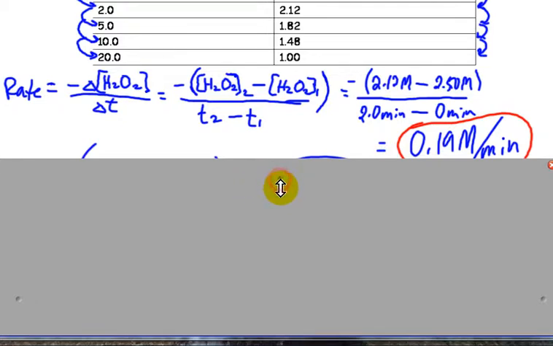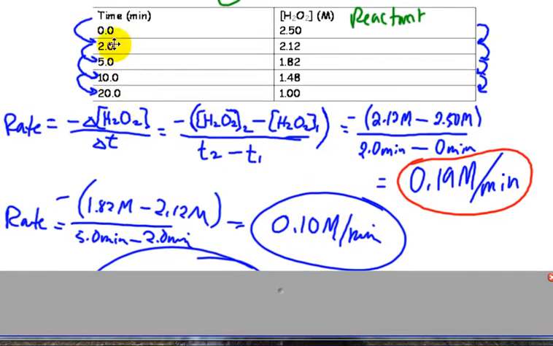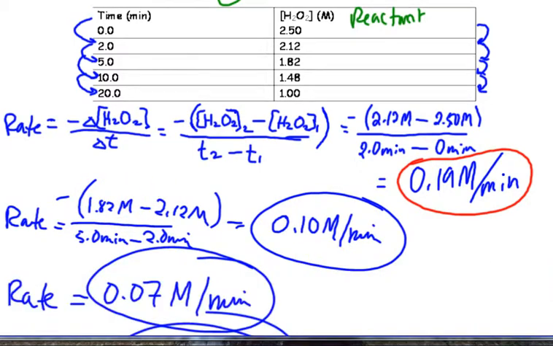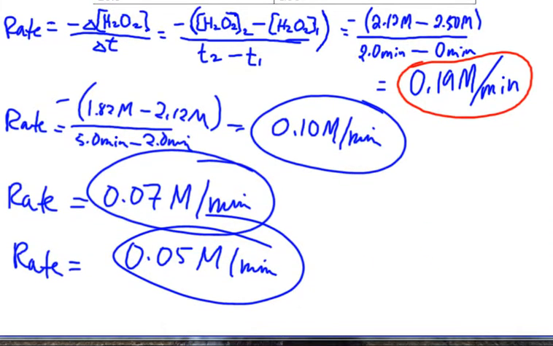Okay, if you had a chance to pause the video, here are the answers for the remaining parts. So going from 2 to 5, that's going to be 5 minus 2. And our concentration goes from 2.12 down to 1.82, so final minus initial, 0.10 molar per minute. And the last two, I just simply wrote down the answer, figuring it out. We get 0.07 molar per minute and 0.05 molar per minute, respectively.